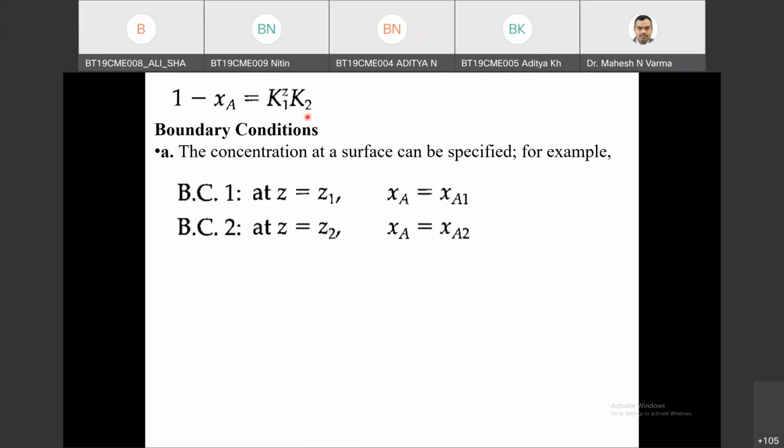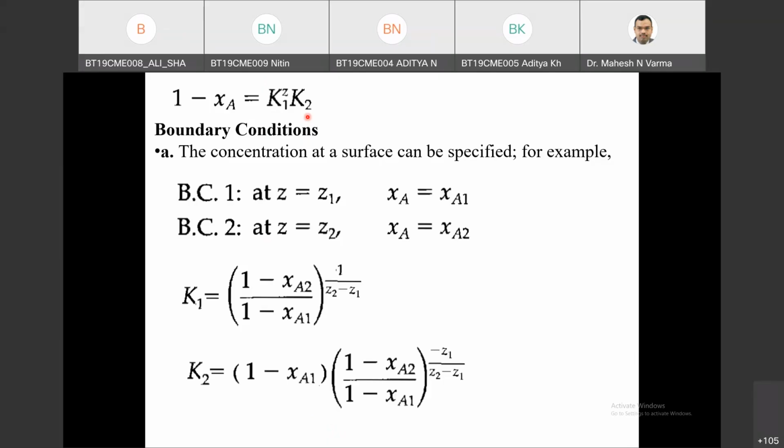What is the value of k1 and k2? So k1 will be (1 minus xa2 divided by 1 minus xa1) raised to 1 upon z2 minus z1. This is the value of k1. K2 will be (1 minus xa1) whole bracket, (1 minus xa2 divided by 1 minus xa1) raised to minus z1 divided by z2 minus z1. So substituting these two boundary conditions, you should be getting this K1 and K2.